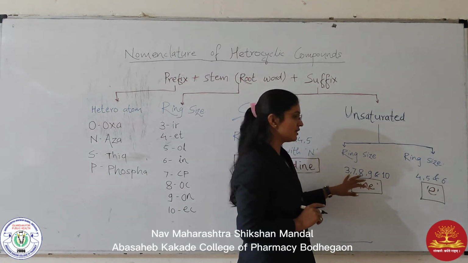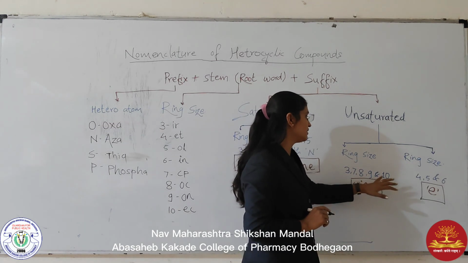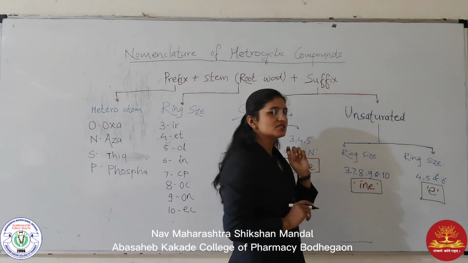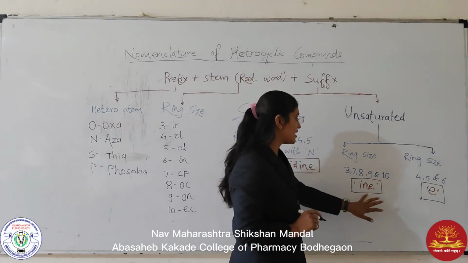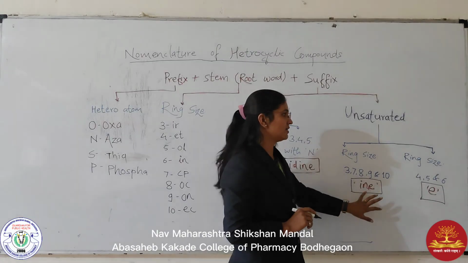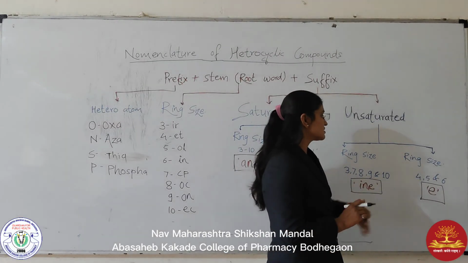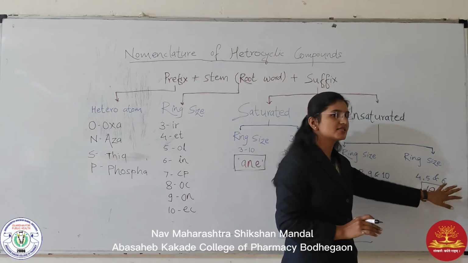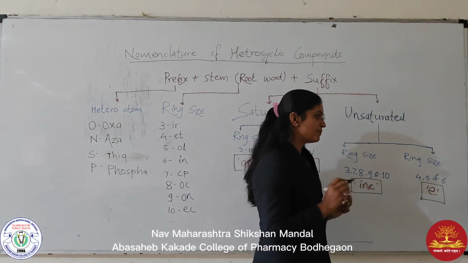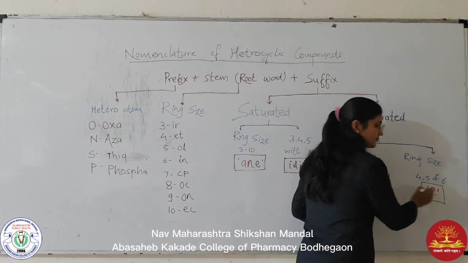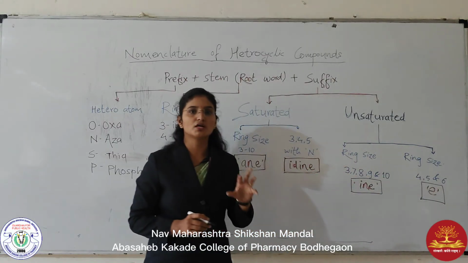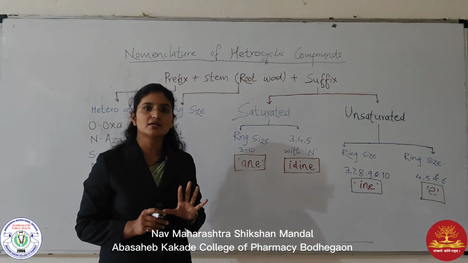Ring size is 3, 7, 8, 9, 10. Then the suffix will be ine. And if your ring is saturated but it is 4, 5 or 6 membered, then the suffix will be only e. So this is the formula for the nomenclature of heterocyclic compounds.